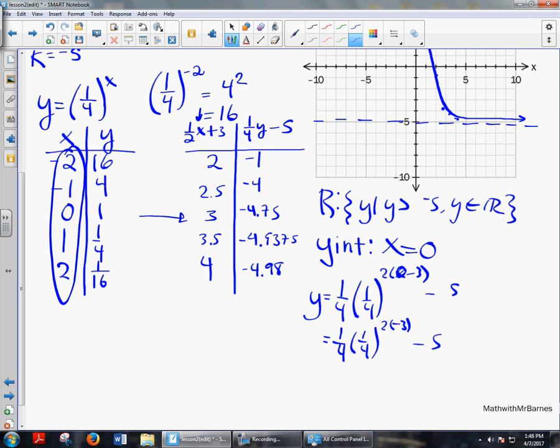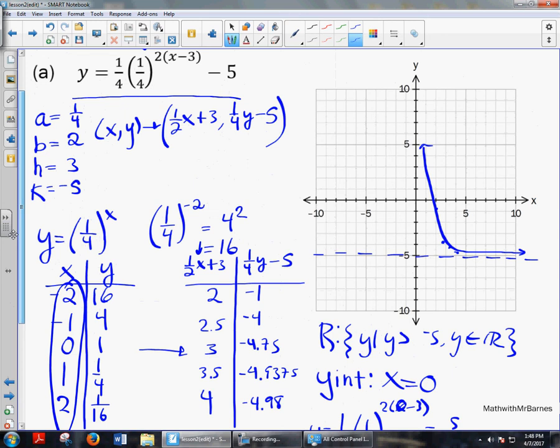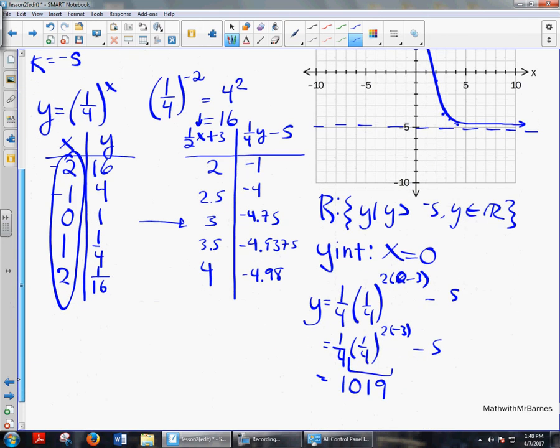So again, this is a calculator exercise. Do this exponent first, 0.25 exponent -6. And that's a really big number. It's 4,000 something divided by 4. And then minus 5. And we get a y-intercept of 1,019. So this thing just shoots up here really quickly. Okay? So there it is, guys. That's my transformation example. Let's do another one of these.